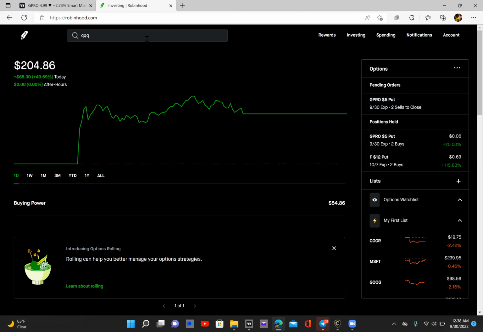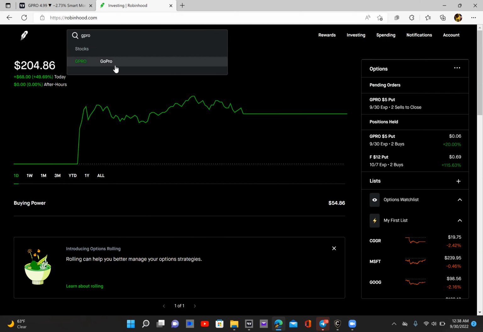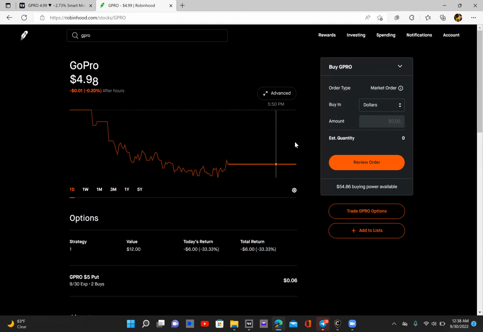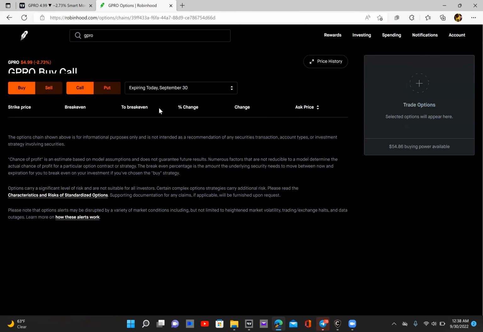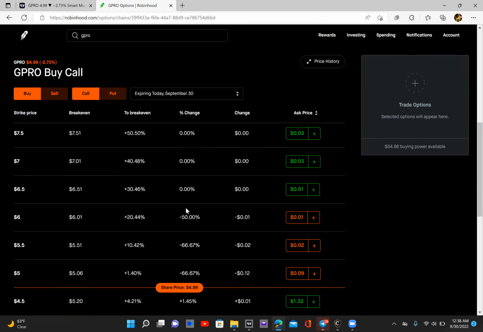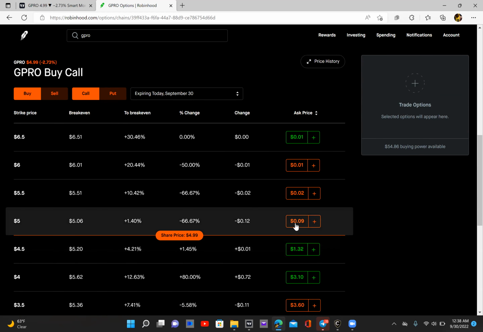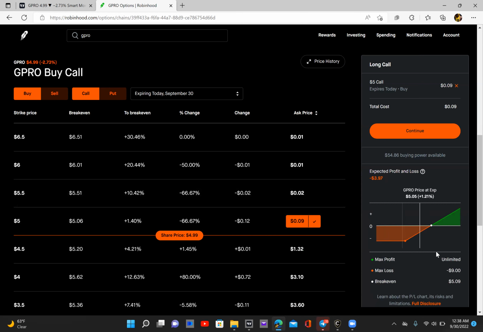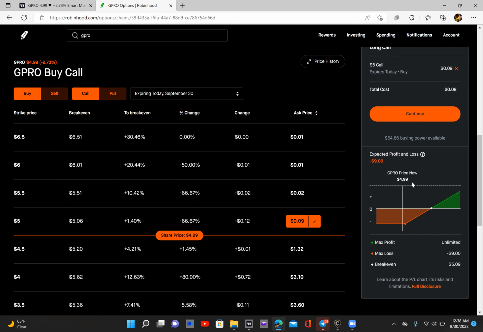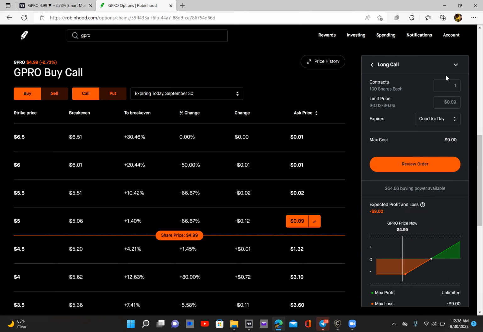Now, I'm gonna go back to GoPro. And I want to put in a trade, GoPro options. And I'm showing y'all this is how you trade options on Robinhood. Max loss $9. I'm gonna do 2 contracts on this one as well. Let's see, continue. Give me 2. Good for the day, $18. Review order.